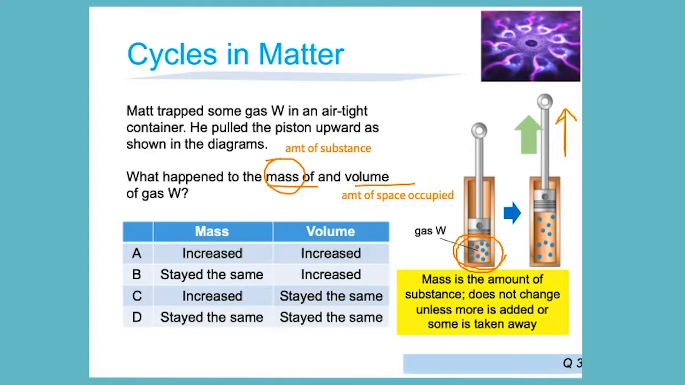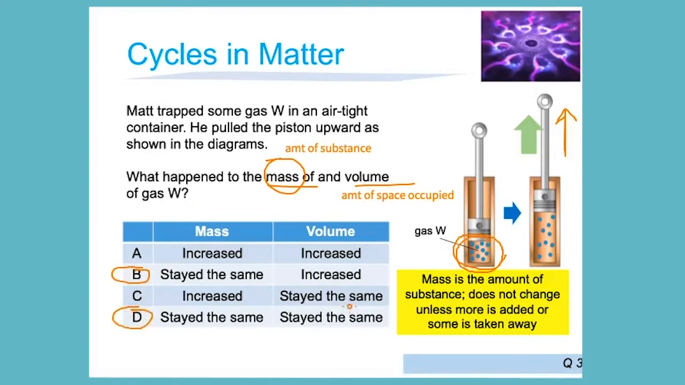Okay, so if we can remember these definitions, then let's see. Even though I pull the piston upwards, does my mass change? The amount of gas W remains the same. So if I do an actual physical count, 5 plus 5, there are 10 particles of gas W on my left-hand side before the experiment. And then when I pulled up the piston, I still had 10 particles of gas W. So my mass actually remained the same. So it's either B or D then.